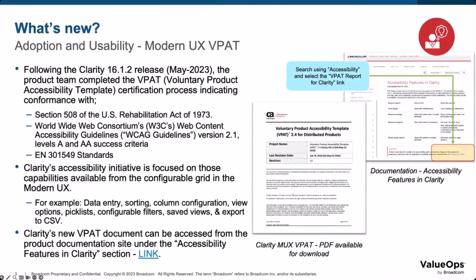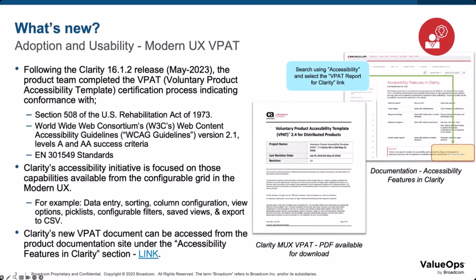Following Clarity's 16.1.2 release, which was made available in May of this year, 2023, the team completed another VPAT certification process indicating conformance with Section 508, the main accessibility act for the U.S., WCAG 2.1 Levels A and AA success criterion, and the EN 301 549 standard, which is the European standard for digital accessibility.